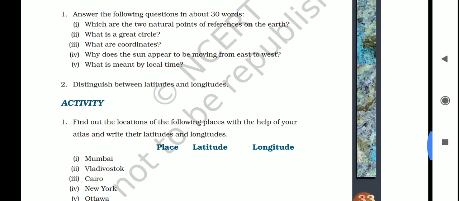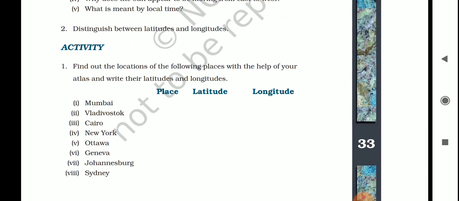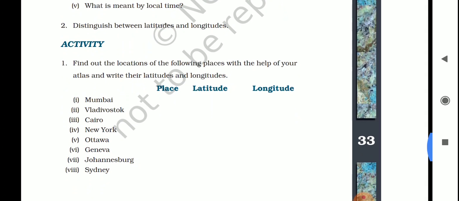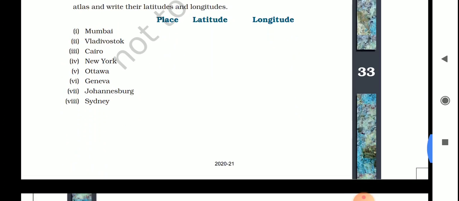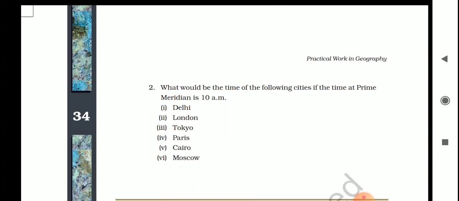And after that we have some activities, like find out the locations of the following places with the help of your atlas and write their latitude and longitude. You have to do this question on your own, but I will just explain the first one, Mumbai. Here the place is Mumbai, and the latitude is 19 degrees north. And the longitude of this place is 72 degrees 54 minutes east. The rest of the questions you have to do on your own.